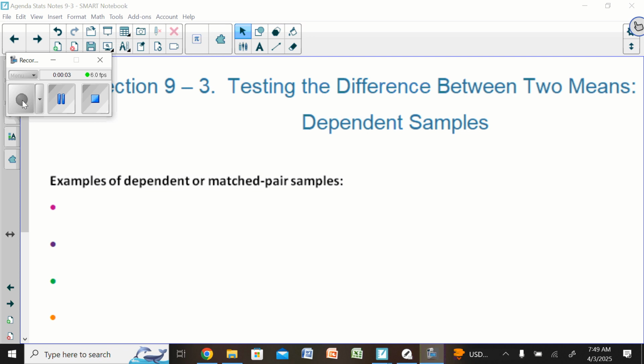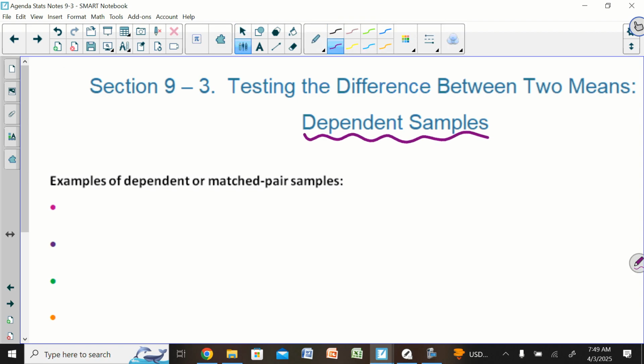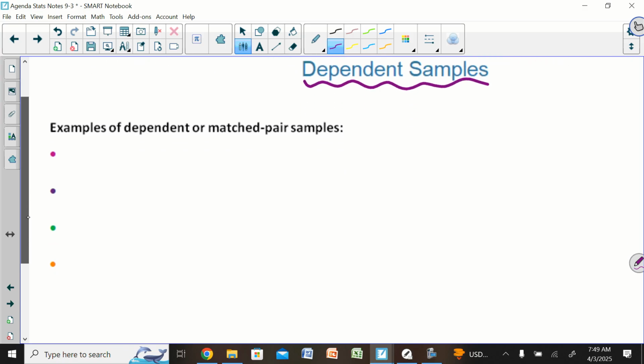Hello, stats students. Let's talk about section 9.3, testing the difference between two means. We've been doing that for this chapter so far, but notice now we're going to do dependent samples. So we keep talking about, oh, the samples are independent. That's one of our assumptions. But this is where we're intentionally making sure that our samples are dependent. So we often call them matched pair samples, dependent samples.